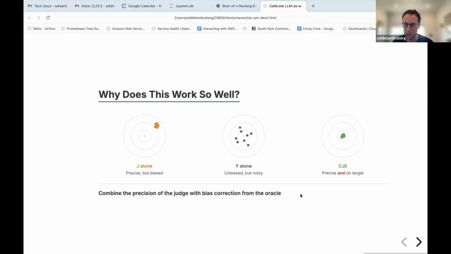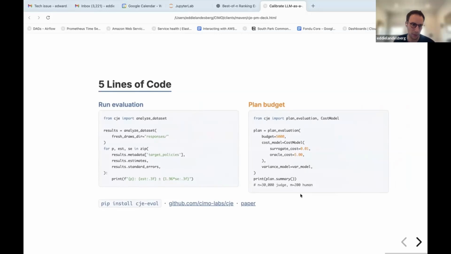Basically what this calibration framework does is leverage the benefits of both. You get the precision, and then you're able to systematically adjust for the bias of the judge using that small sample of expensive labels. I'm not going to spend too much time on this, but this is the CJE library. The calibration code is on the left, to learn the relationship between the judge and the oracle, and on the right is some code to get optimal label recommendations in terms of how many examples you need, and how many of those need to be labeled by a human.